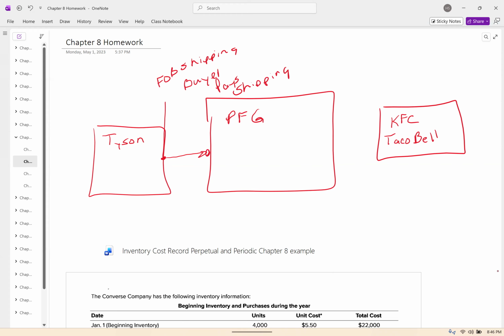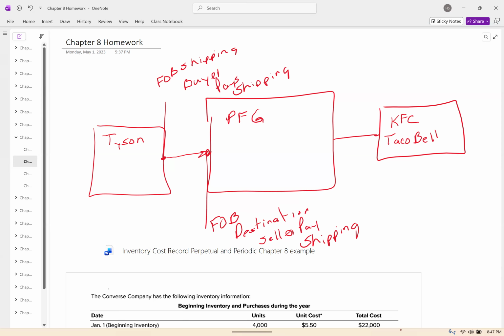Then let's just say title passes right here, FOB destination, then Tyson owned it as it was coming down the interstate. So the seller pays shipping. And why are these legal terms? Because we want to identify who owns this stuff. It doesn't just belong to somebody as it's going down the interstate, because somebody has to take the risk of loss if something happens to it. So that's FOB shipping, FOB destination.